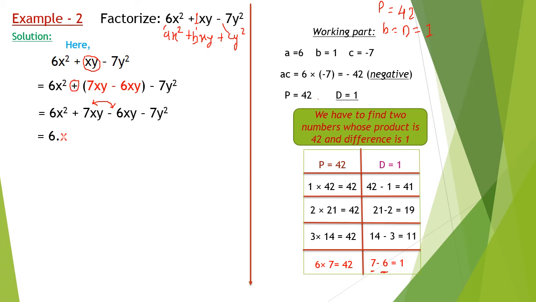Now let's factorize. Here there is no need to factorize 6 as 2 times 3, because 7 and 6 do not share any factor. There is no common factor between 6 and 7. Only 1 is common, so we don't have to factorize.